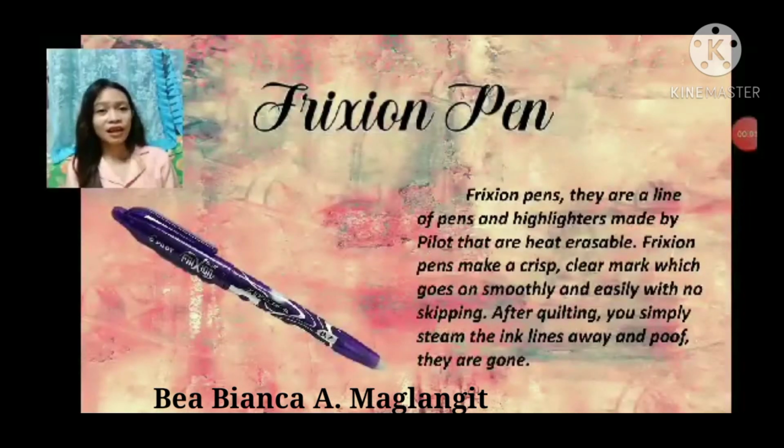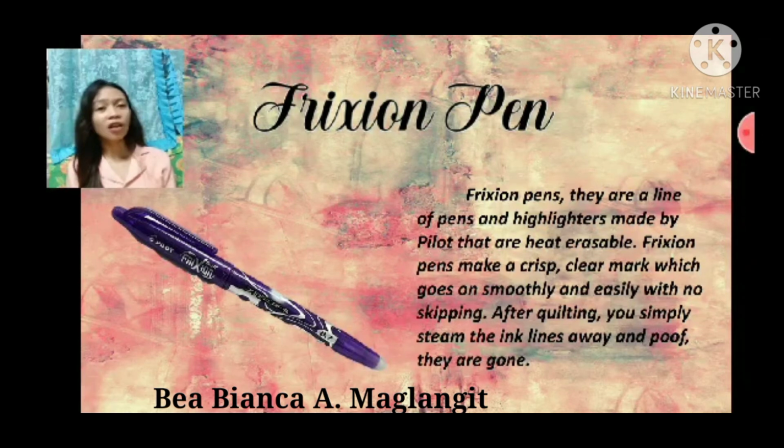Next is the friction pen. Friction pens, there are lines and pen highlighters made by Pilot that are heat erasable. Quilters have latched onto the friction pen as a great way to label or demark quilts because it easily disappears with heat. All you need to do is iron the fabric and the markers will disappear, something that is almost too good to be true.